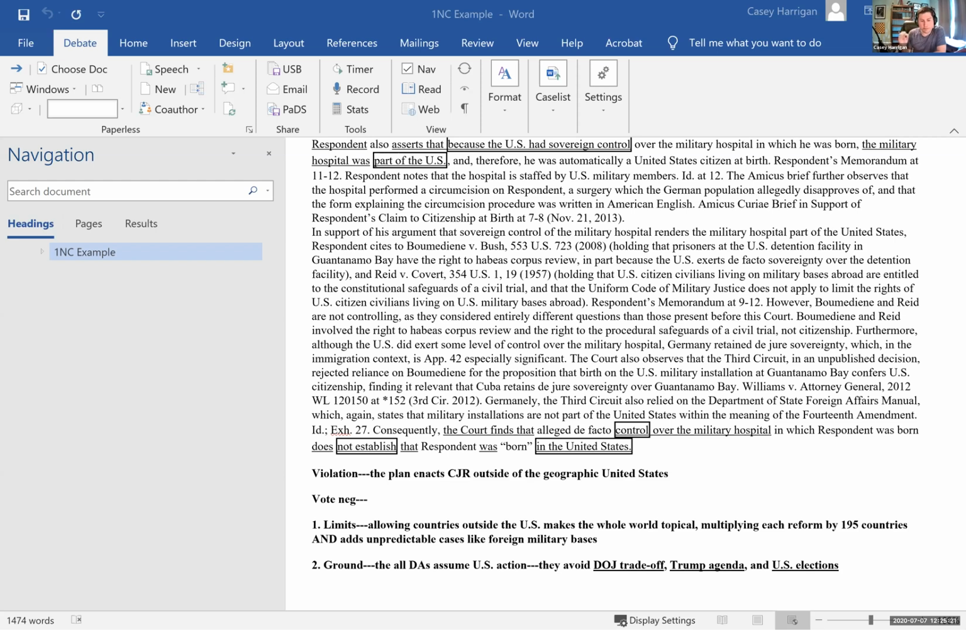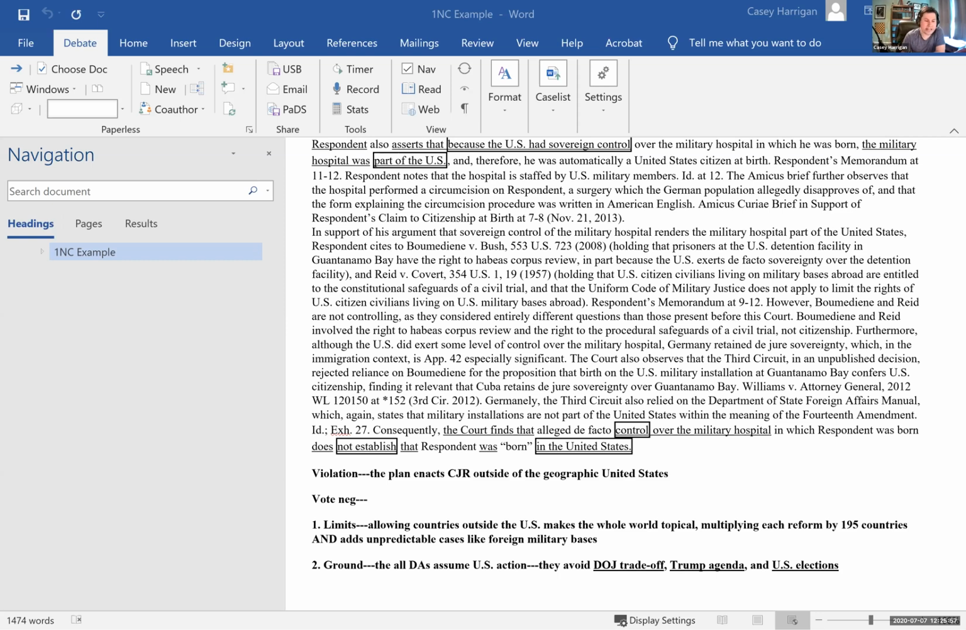And the most important thing that I could say there, and you can take for the future and work with your lab leaders on, is in the negative block, when you're answering their counterinterpretation and introducing additional standards, you need to make sure that with every standard you introduce, you also include an impact for that standard. So you not only say their interpretation is unpredictable, or undermines ground, or is uneducational, but as you conclude that statement, you also say that matters. Precision outweighs, predictability outweighs, etc.